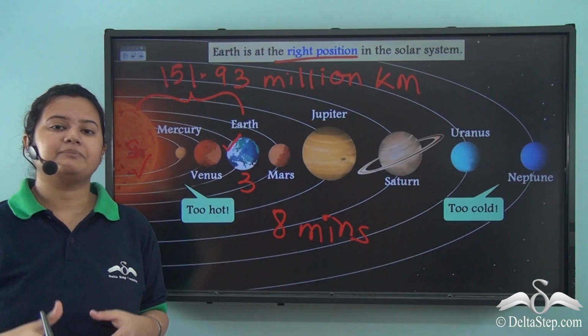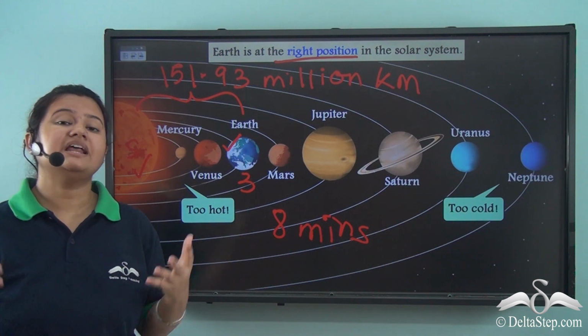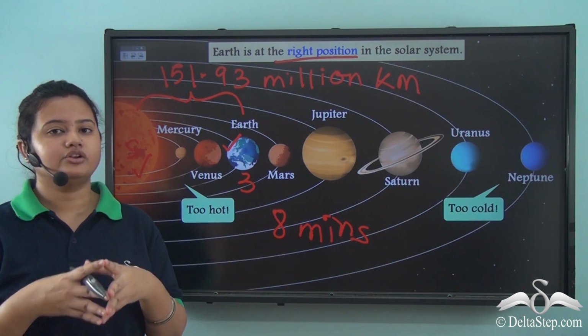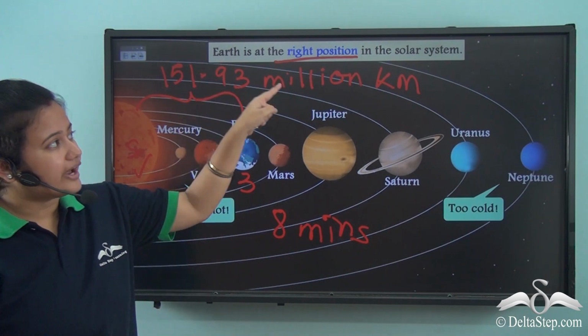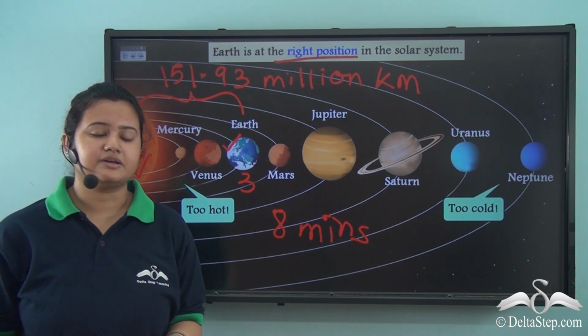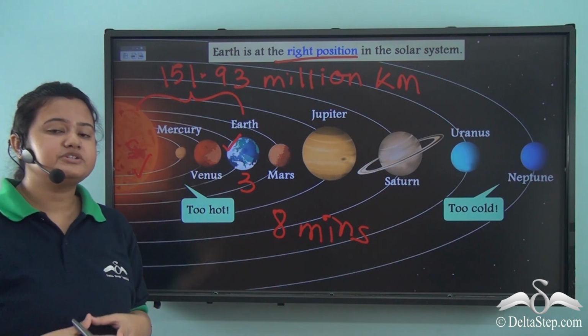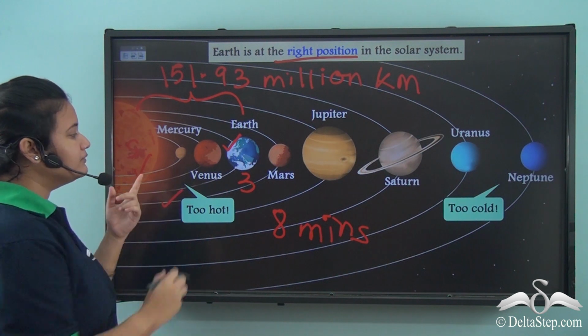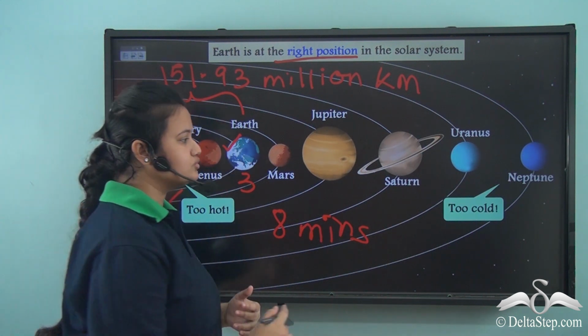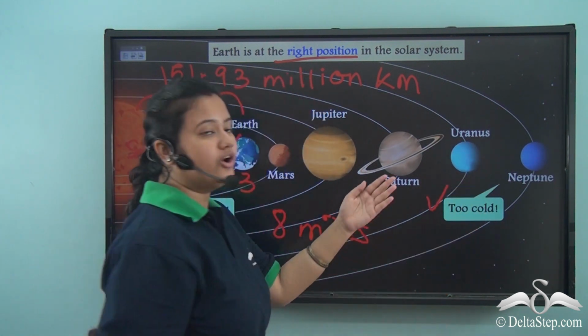This optimum temperature in turn helps in sustenance of life on Earth. Thus, we can say that the Earth is at the right position in the solar system because it has optimum temperature and it neither gets too hot like Mercury or Venus nor too cold like Uranus or Neptune.